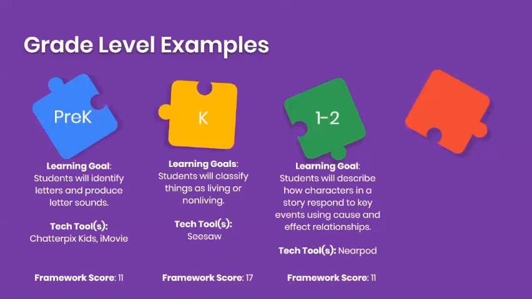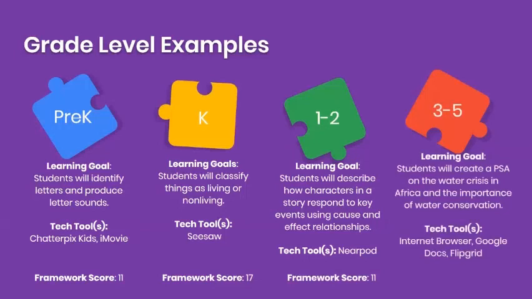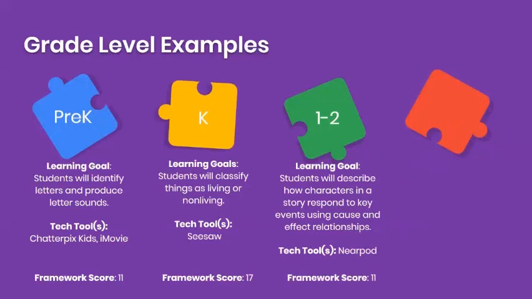And it scored an 11 because Newport was kind of in that yellow zone because it lacked extension of the learning goals. So for this lesson, students listen to or they read a short story with a partner. Following the story, students will describe at least 2 cause and effect relationships from the story.